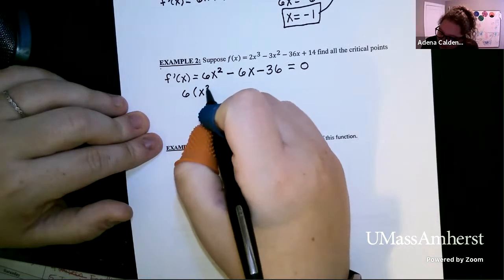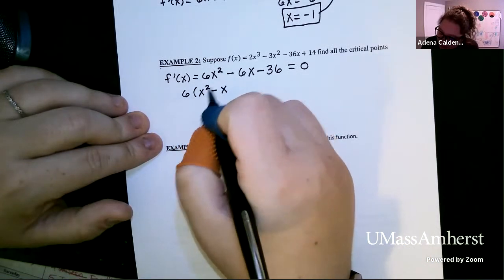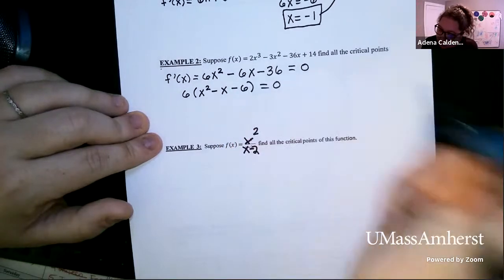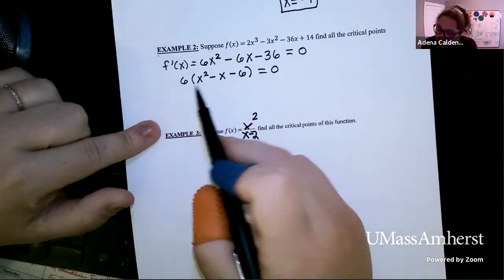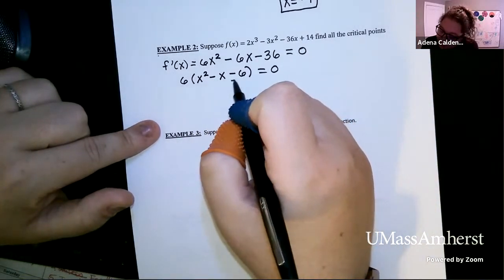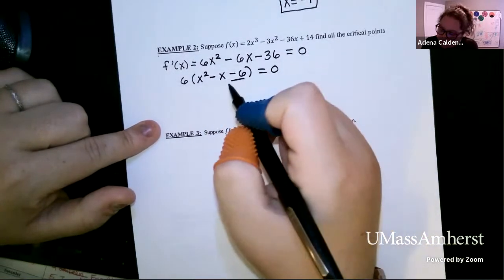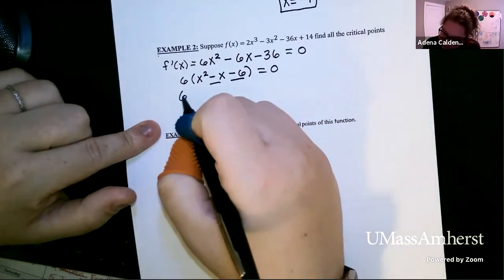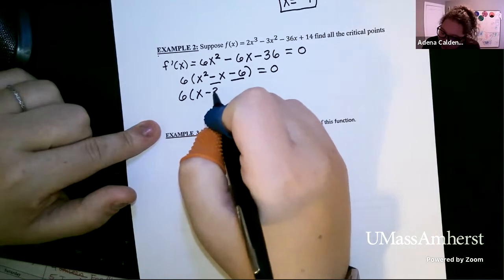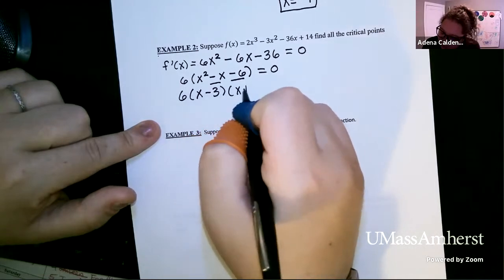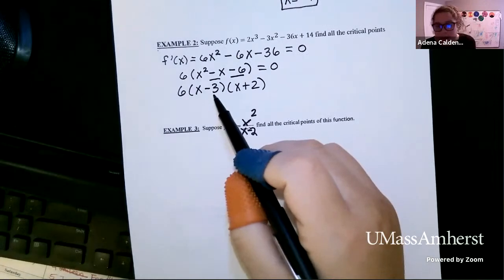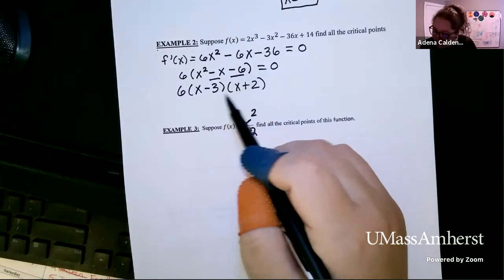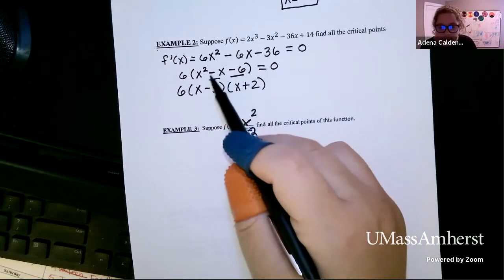So I start by factoring out a 6. So I'm left with x squared minus x minus 6 equals 0. I just pulled out the 6. And now I'm looking for 2 numbers that multiply to give me negative 6, but add up to give me negative 1, the middle term, right? So I'm going to do x minus 3, x plus 2. Minus 3 times positive 2 gives me that negative 6. And minus 3 plus 2 gives me the cross term of negative 1.